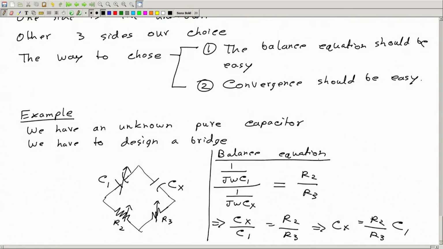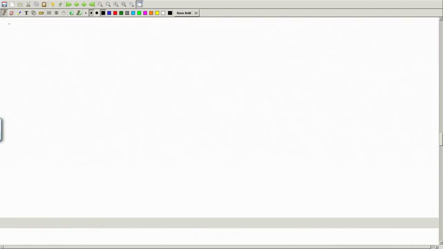So, this is the idea: make a bridge which is simple, which is easy. Okay. Now, this is example 1. Now, let me take another example, example 2.